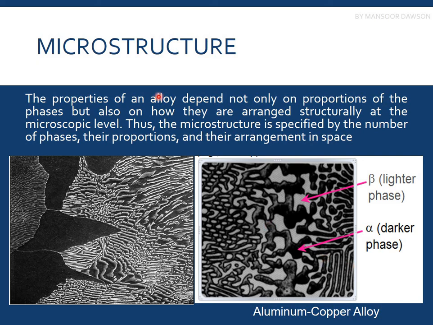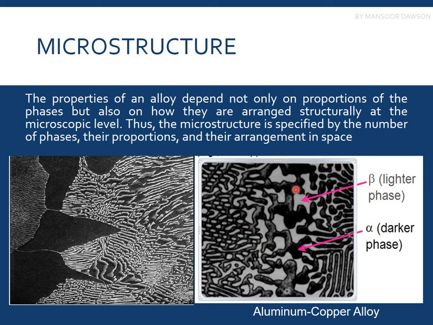Then we have a microstructure. The properties of an alloy do not only depend on the proportions of the phases, but they also depend on how they're arranged structurally and on a microscopic level. You can see over here that there are two microstructures of the aluminum copper alloy, and it's specified by the number of phases, the proportions, and the arrangement in space.